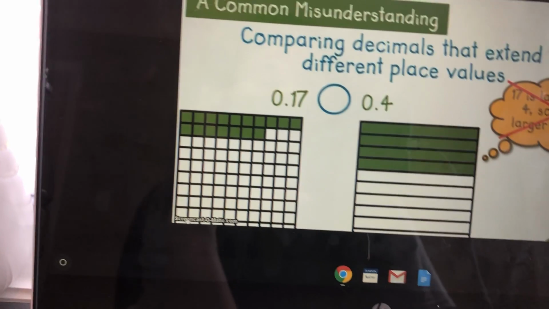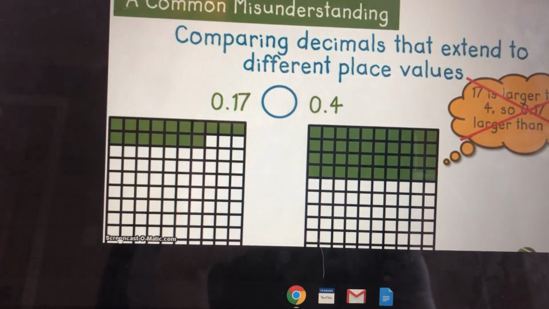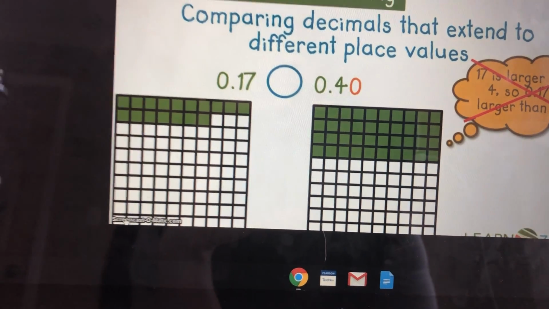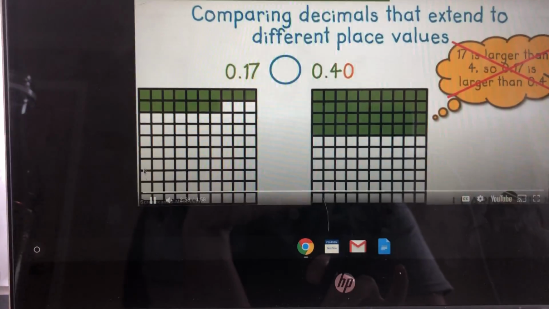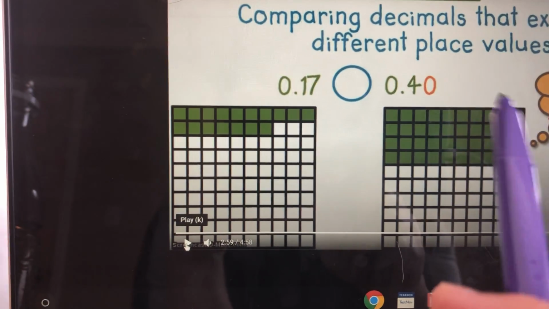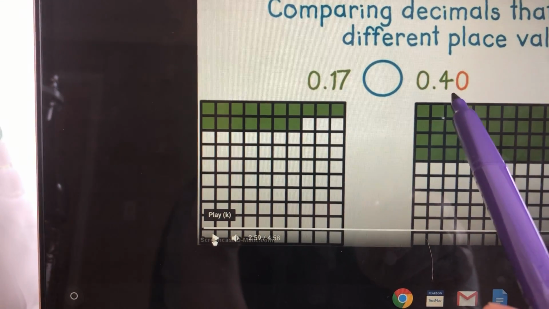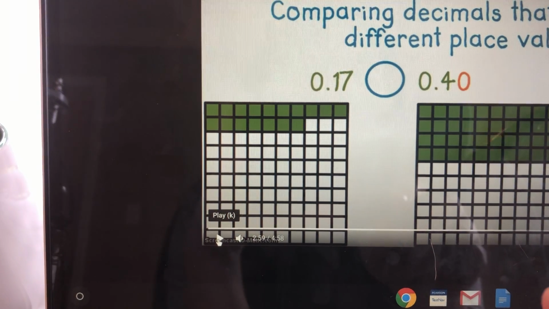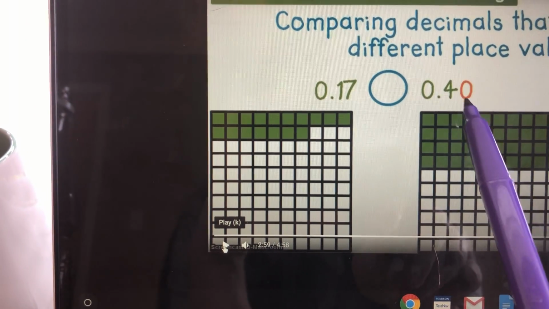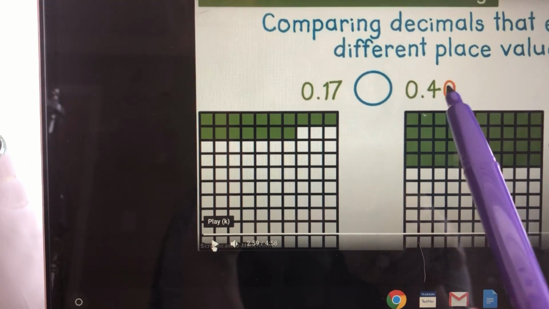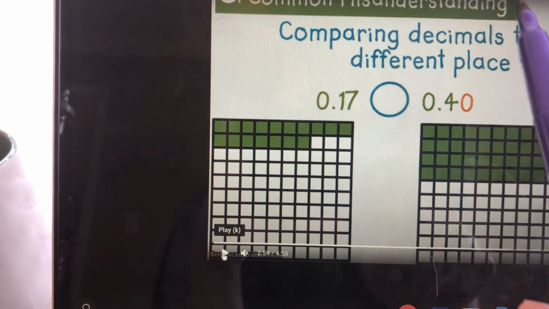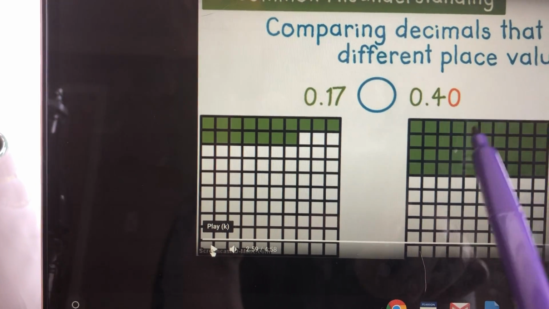So instead of 4 out of 10, let's think of it as 40 out of 100, which we write as 0.40. Now our decimals are both out of 100. What's easy is to make this 4 tenths be something over 100. All we have to do is add a 0 in the hundredths place to see that 4 tenths is the very same thing as 40 hundredths.